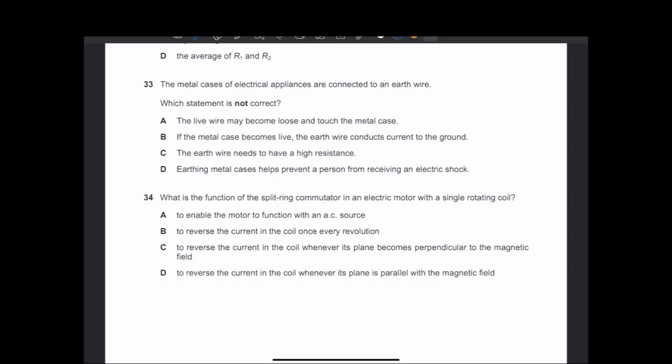In question 33, the metal cases of electrical appliances are connected to an earth wire. Which statement is not correct? A: The live wire may become loose and touch the metal case. This is 33.